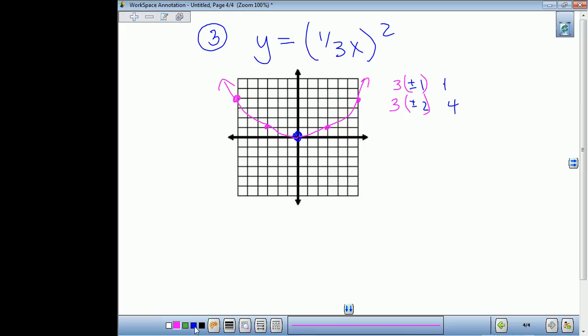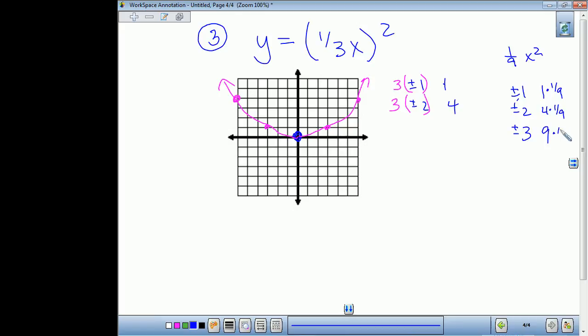Now, how would we make this look the same if I did it as a vertical stretch? As a vertical stretch, this is 1/9 x squared. So if we did plus or minus 1, we're going to get 1 times a 9. That's a little difficult to graph. If we did plus or minus 2, we get 4 times a 9. So if I went left or right 2, does it kind of look like I went about a half, 4/9? Yeah, sort of. Plus or minus 3 is 9, isn't it?